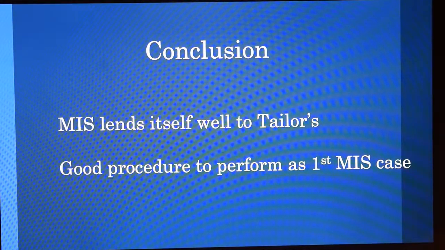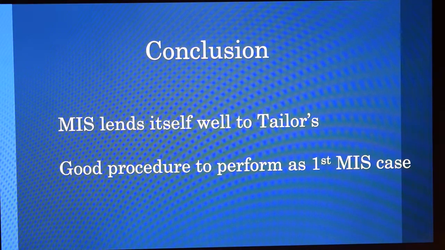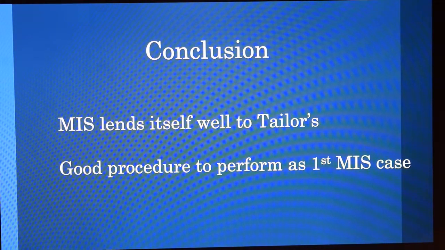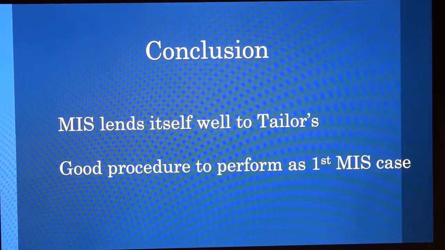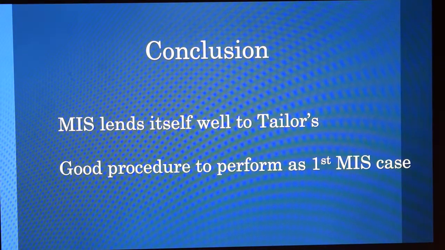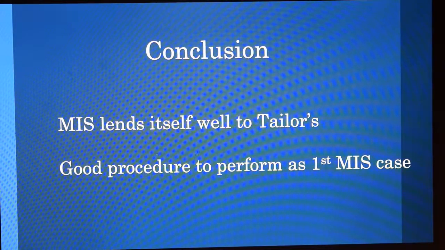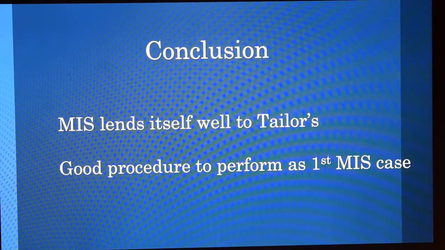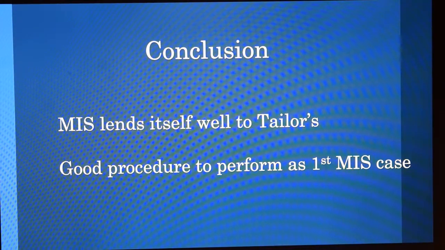So in conclusion, MIS lends itself well to Tailor's bunion correction. It's a good procedure performed as your first MIS case. Not a lot of stuff to injure here. Not any major nerves. Your sural nerve is behind this area when you're doing a distal osteotomy. So it's a very good case to cut your teeth on with MIS surgery.